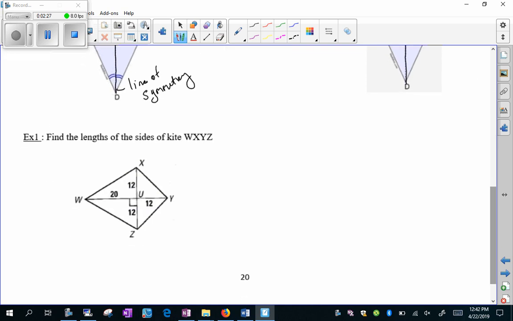Let's move down to example number 1. It says find the lengths of the sides of kite WXYZ. All right, so the approach I took was that I'm going to find side XY. Okay, so I know that from X to U is 12, and I know from Y to U is 12. So I know those two sides are congruent. I know that these diagonals cut at perpendicular lines, so I know that's a right angle.